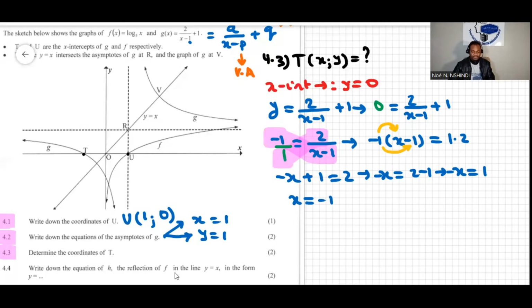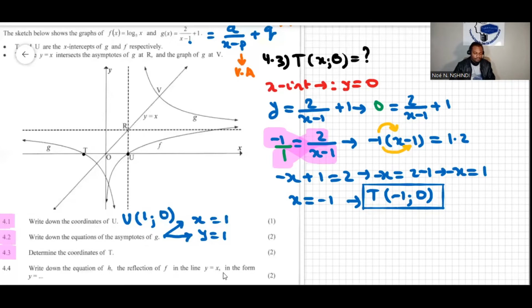So we find the x value. Now, because t is the intercept, the y value is just 0. So we only had to find the x value. This means the point t will be the point -1, 0. So that's the coordinate of t.